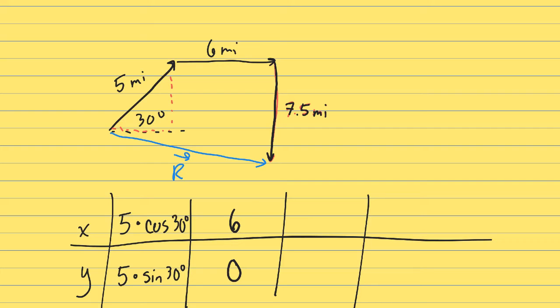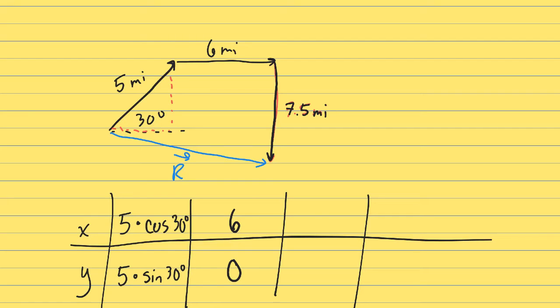Why were these first two both positive here? Why was 5 cos 30 and 5 sine 30 both positive? Because they could be negative in certain circumstances. Why are they both positive here? Because it's going up. And? It's going right. Very good. Right is positive in the x, up is positive in the y.